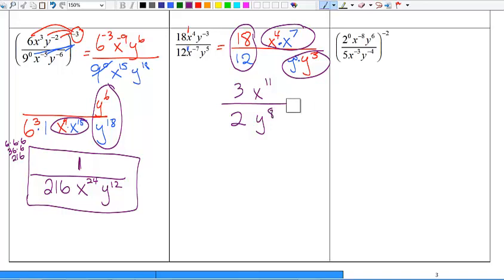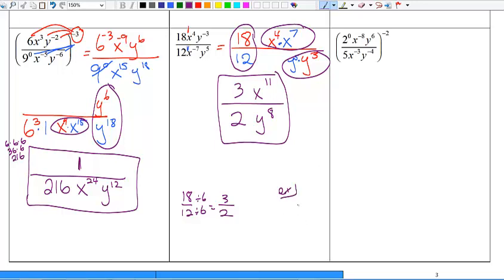So a common student mistake here is instead of taking 18 twelfths and reducing it like you've always done in the past, by dividing it by 6 and getting 3 over 2, that's really how you reduce fractions. But what some students will do is, here's an example. Let's say you have x to the 7 over x to the 2. They know that they subtract their exponents to get x to the 7 minus 2, x to the 5. So this is an exponent rule.